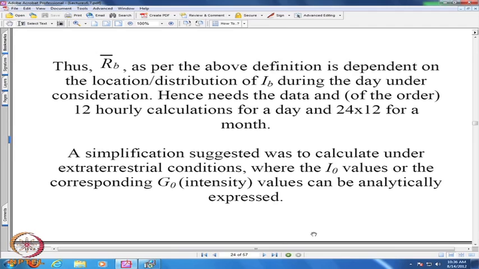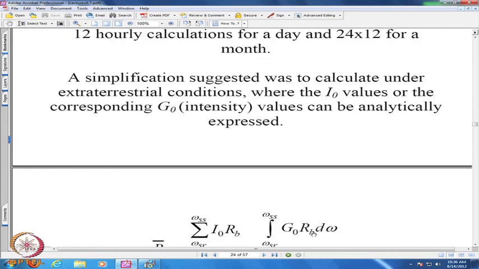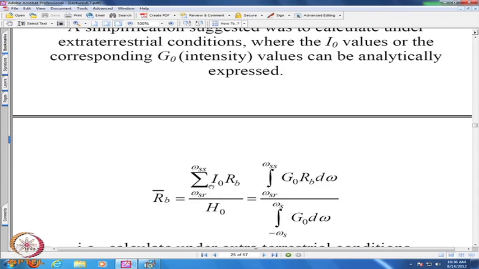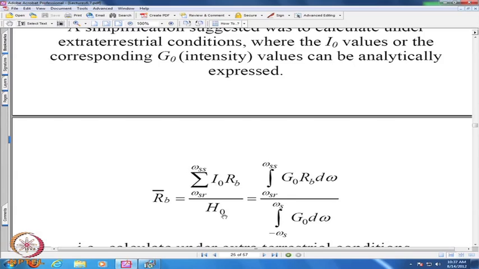And it has been suggested, as a simplification, that we do not use I b or the terrestrial values, but use the extraterrestrial values like intensity-wise G0 or the hourly integrated quantity-wise I0. In other words, we replace I b bar equal to I b R b by H b with I0 R b upon H0. There is a justification. Later on, we will give even a better justification. One justification is I am making a mistake in the numerator as well as in the denominator. So, to a large extent it may get cancelled, and I may have a reasonably accurate value subject to validation. I b is replaced with I0 and H b is replaced with H0. Consequently, this ratio is likely to be reasonably correct.